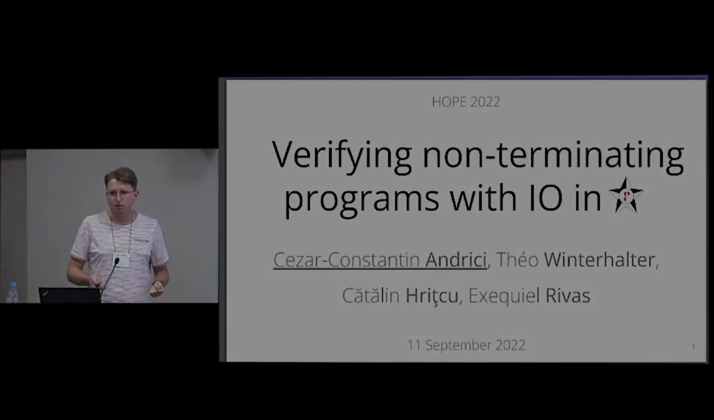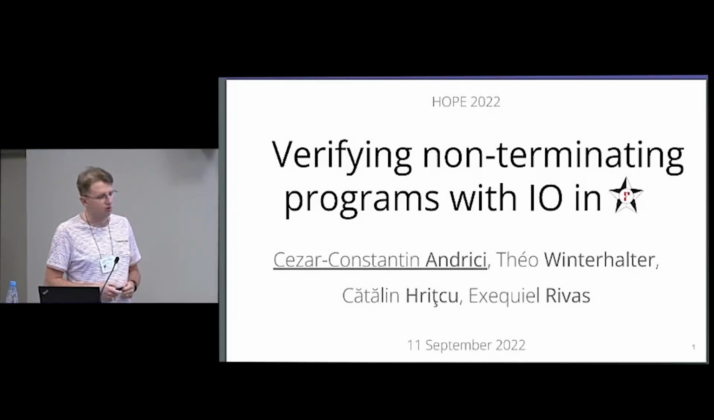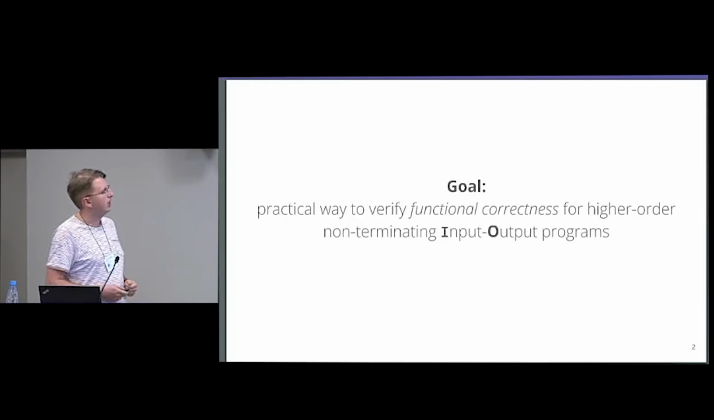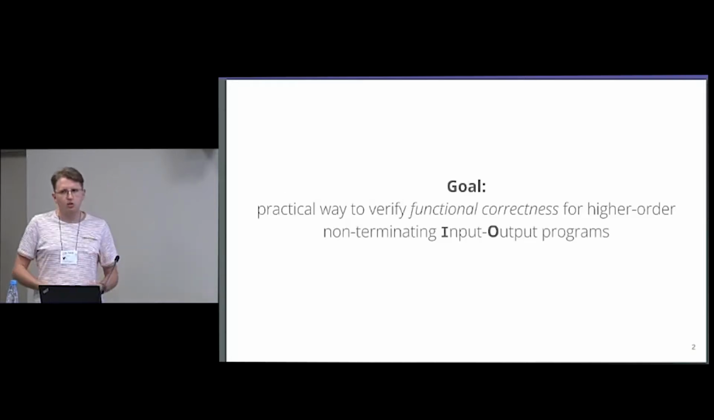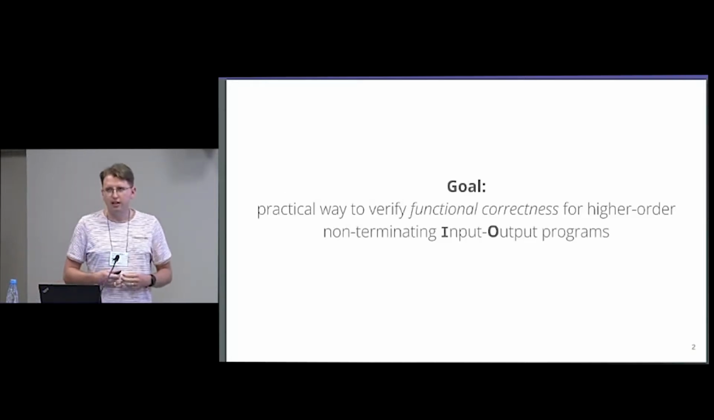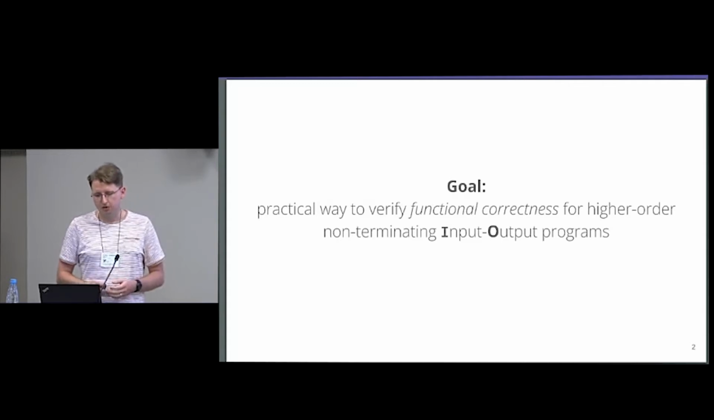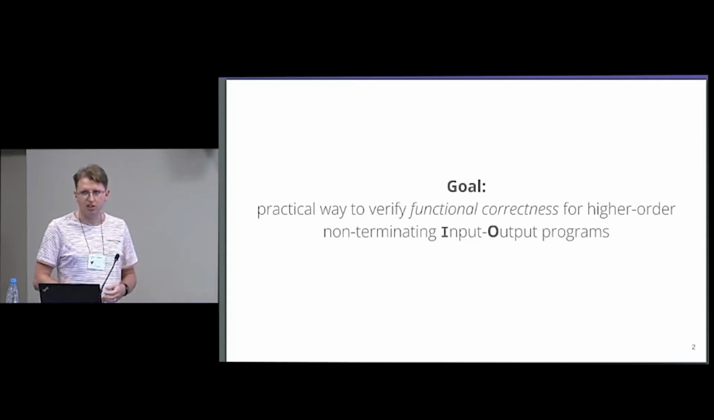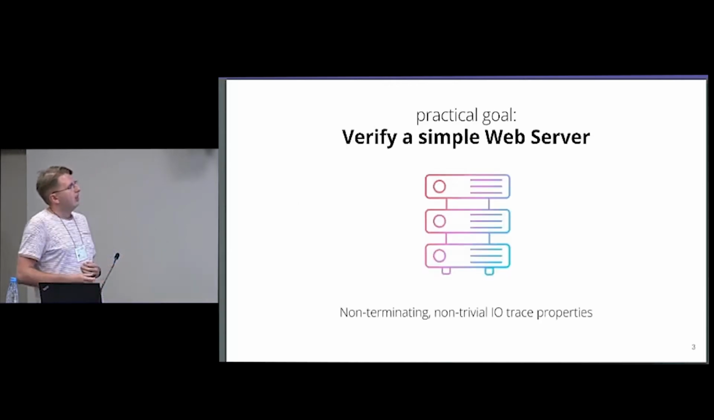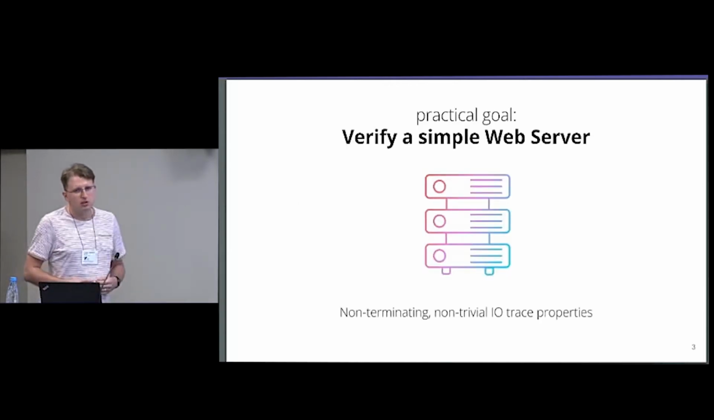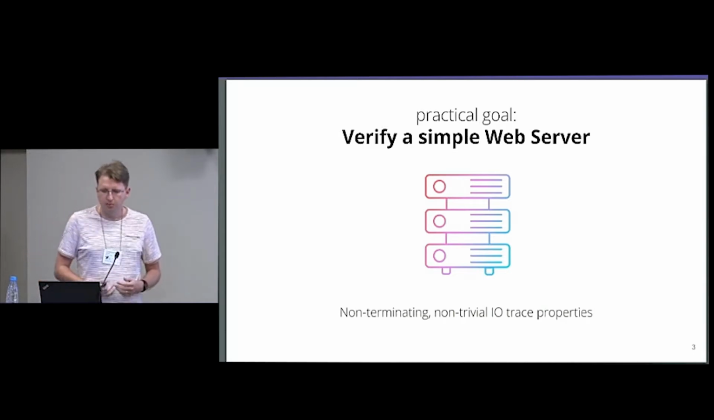And today I will talk about how to verify non-terminating programs with IO and F*. The goal of this work is to have a practical way to verify functional correctness for higher-order non-terminating input-output programs. And also, as part of the goal, is to verify a web server, a simple web server.